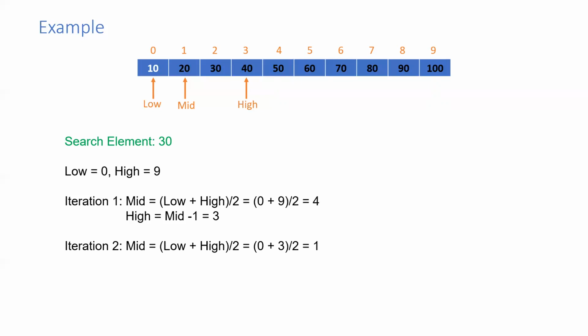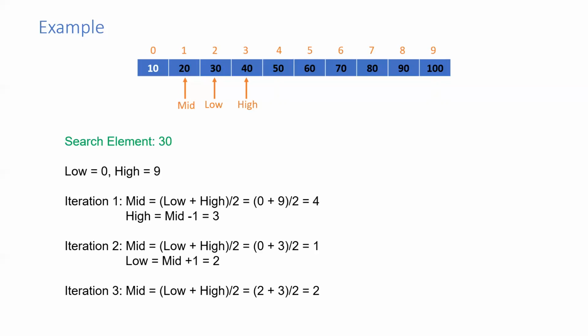So for that, this time we'll modify low value to mid plus 1. We'll bring low to mid plus 1 value. So it is 1 plus 1, 2. Now low will point to the second index. Now we will again continue the process of calculating the mid value, that is 2 plus 3 by 2 now. So this becomes 5 by 2 and we'll take the floor value. So it is 2, and mid value is 2 now.